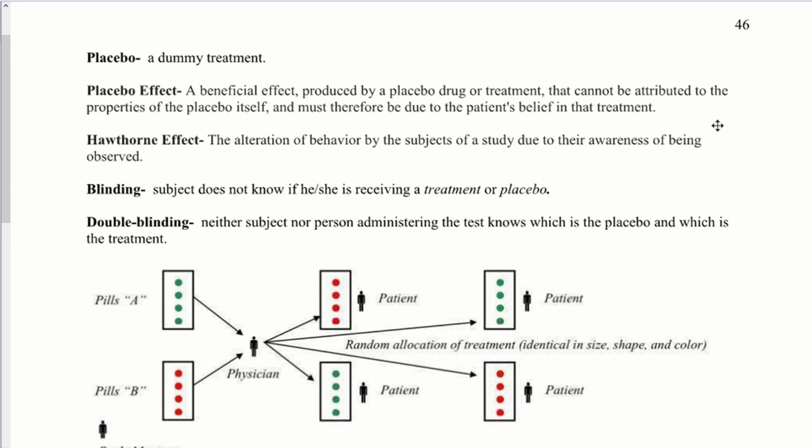But on a test, you would need to know things like what a placebo is, the placebo effect, the Hawthorne effect, and so on. Placebo effect is a dummy treatment, right? So that's the case where you have a group of individuals participating in an experiment related to whether or not a drug is effective.